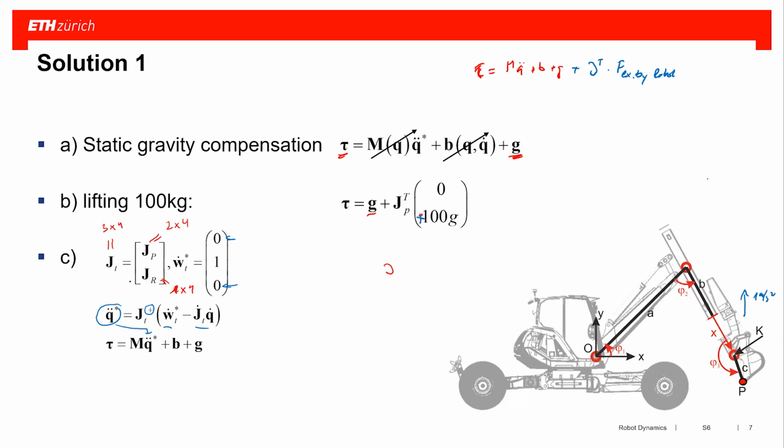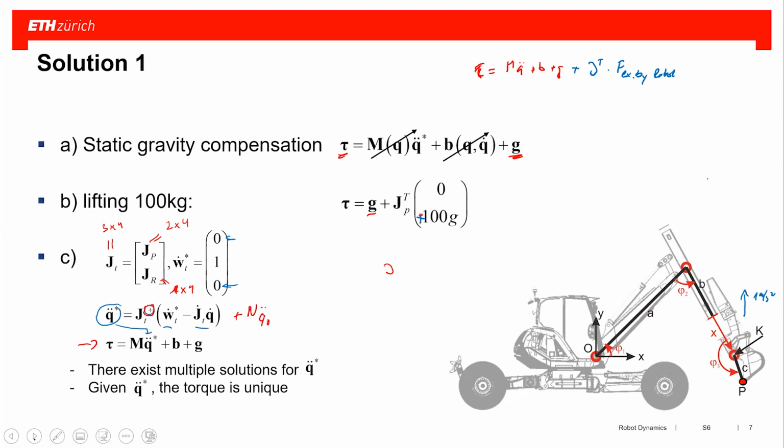Because of this 3 times 4, I have to take a pseudo inversion, and I have a null space projection matrix and a q double dot 0 that allows me to change the solution in q double dot. However, I can change q double dot without changing my w dot, but the second formula here, when we go to tau, once we fix q double dot, we have only one unique solution. So there exist multiple solutions for q double dot, but given a certain q double dot, the torque is unique.